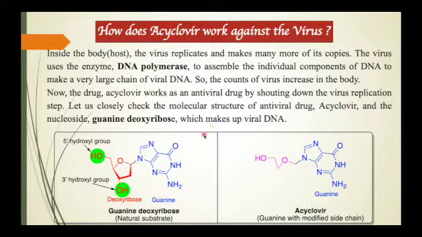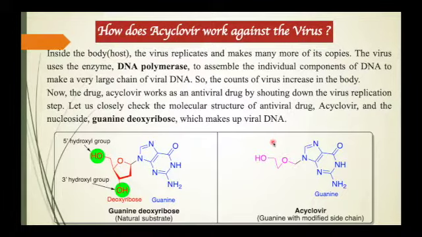Now the DNA polymerase uses the nucleoside guanine deoxyribose to make the viral DNA. What does the DNA polymerase do? It takes guanine deoxyribose one by one, attaches them one by one, and makes the viral DNA.